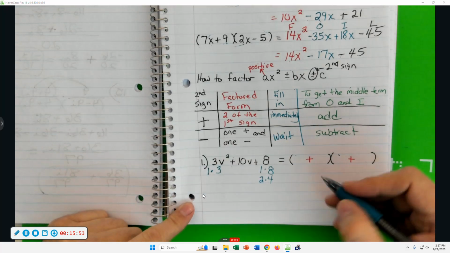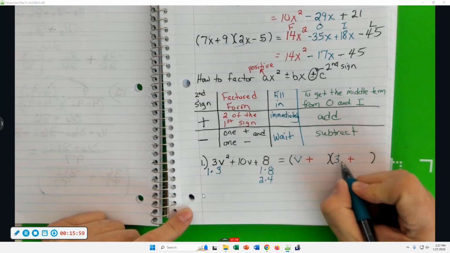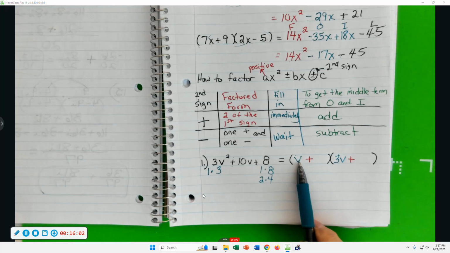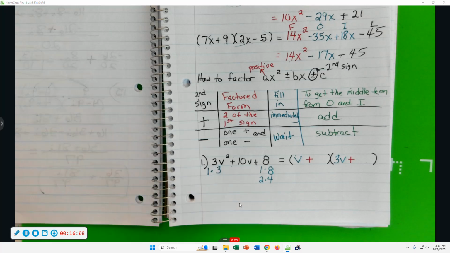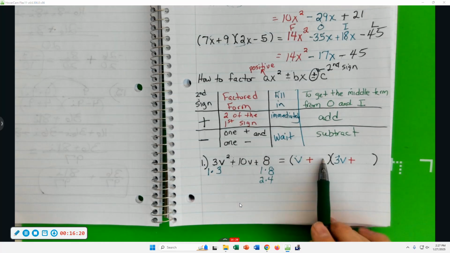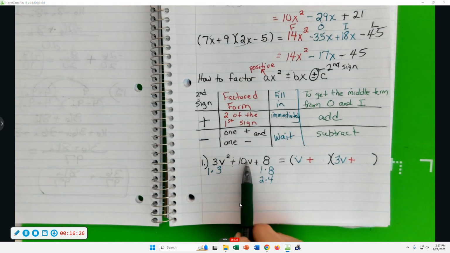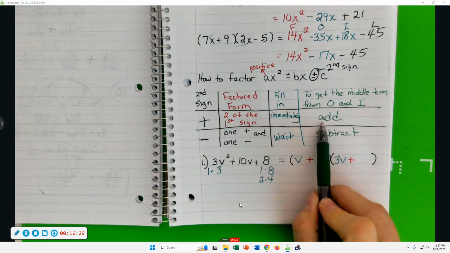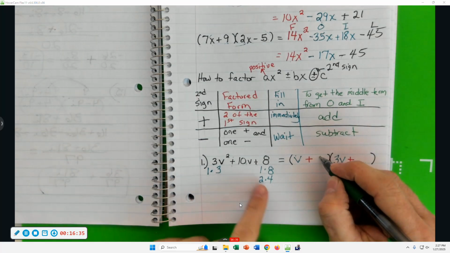Now we're foiling out. There's no other possibility for 3, just 1 and 3. I'm going to fill that in immediately. 1v, which I'll just write as v, and 3v. If I started foiling, is v times 3v going to give me 3v squared? Yes. Now we've got to figure out which pair of these should go here and here. How do we decide? Well, which pair will make this work out so we get a 10v when we add those middle terms? If I try a 2 here, I'm going to try 2 and 4.